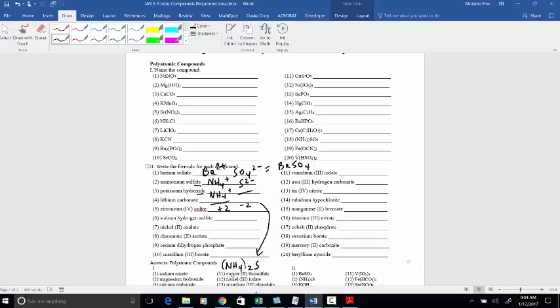This other slide is a review of all types of ionic compounds. So do the naming as well. The naming won't be homework for tomorrow, but worksheet 5.5 is homework for tomorrow. Good luck, and I hope to see you tomorrow.